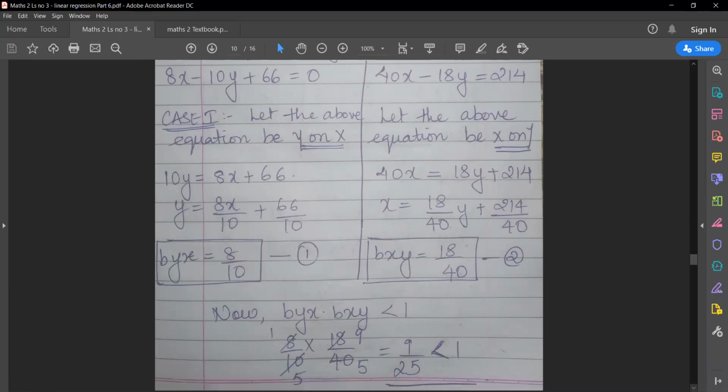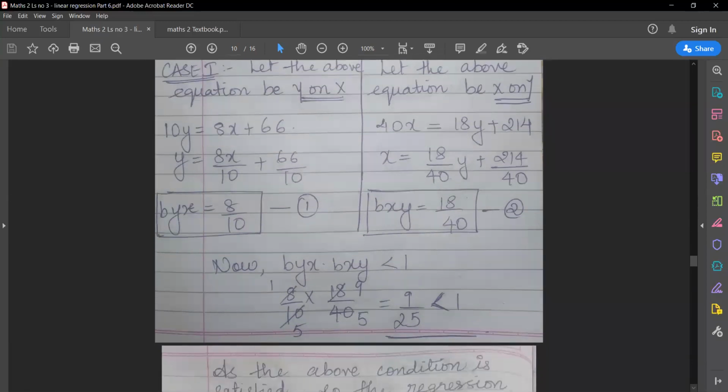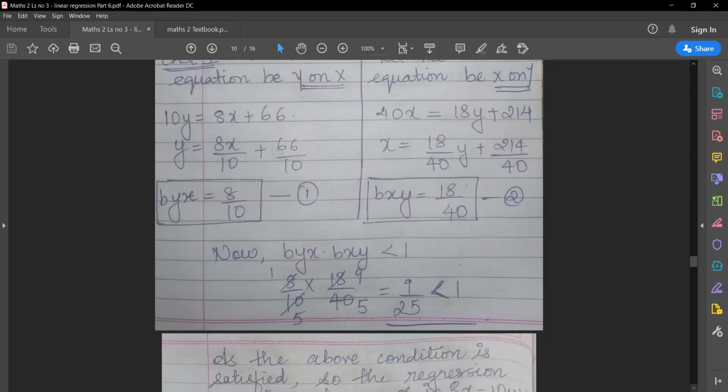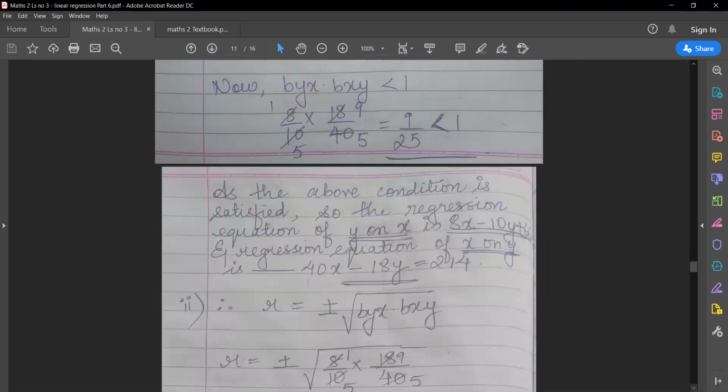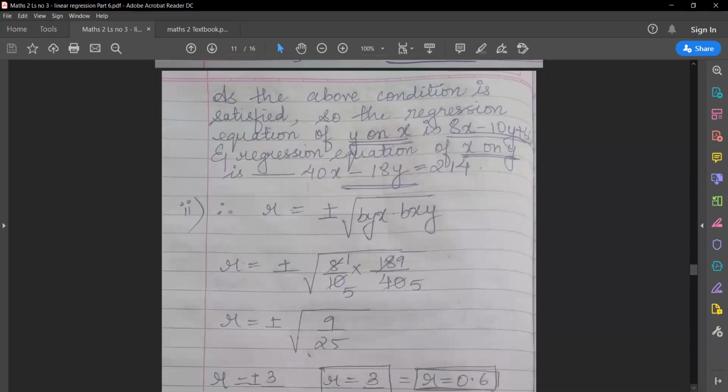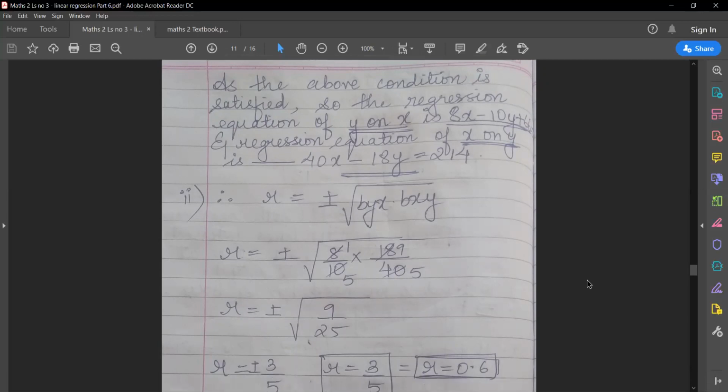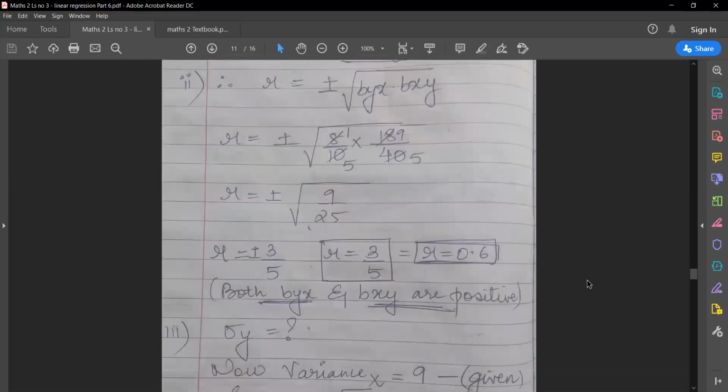Now you have to check the condition: byx into bxy should be less than 1. So 8 by 10 into 18 by 40, you get 9 by 25 on cancellation. Again, you'll get the answer to be 0 point something. So the condition is satisfied. So what can you say? As the above condition is satisfied, 8x minus 10y plus 66 is equal to 0 can be the regression equation of y on x, and 40x minus 18y is equal to 214 can be considered as the regression equation of x on y. So as you have both the regression coefficients now, you can find the value of r.